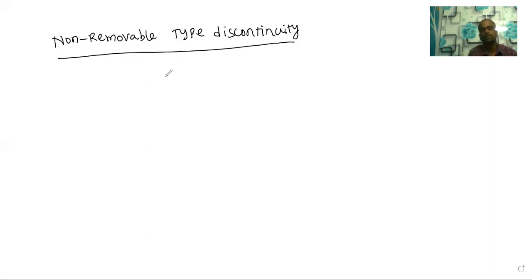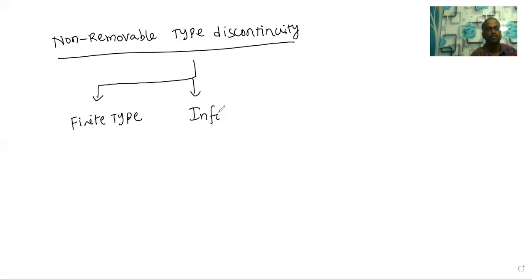So in this, again, we have 3 different types now. The first one is finite type. The second one is infinite type. And the third one is oscillatory type.